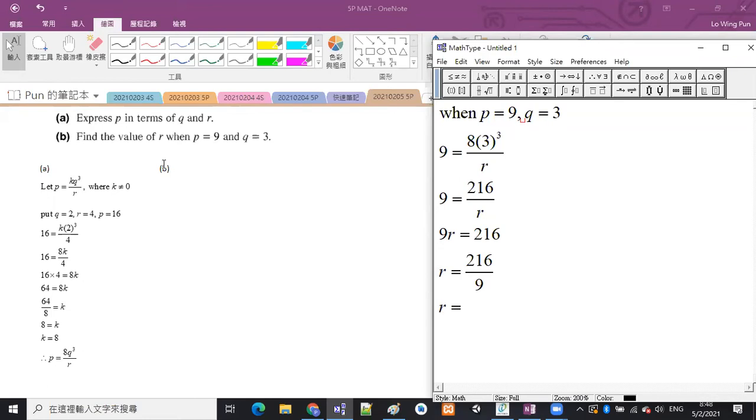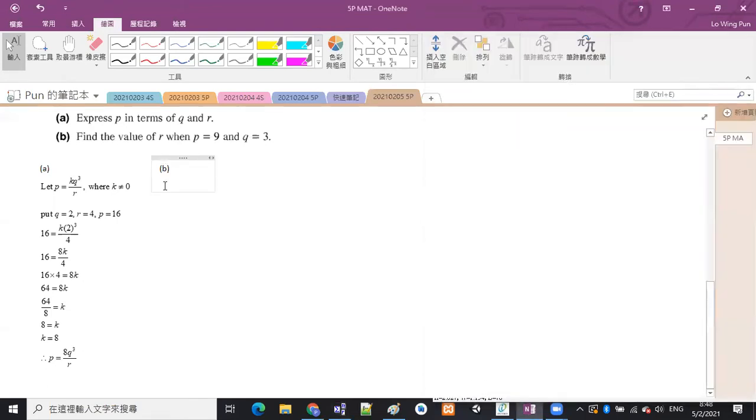And then the answer should be equal to 24. Is it correct? Yes. Okay, so that is the answer of part B. Is that okay?